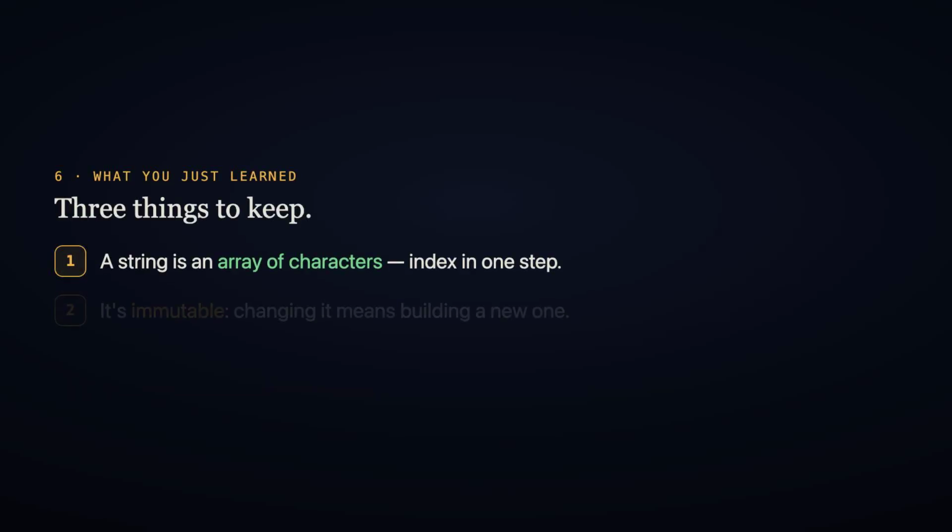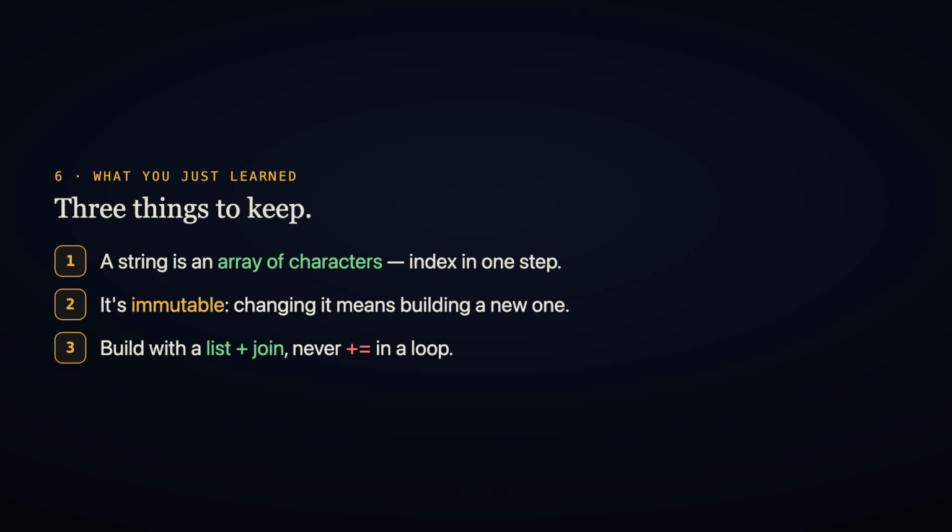Quick recap. 1. A string is just an array of characters. Index into it in 1 step, like any array. 2. It's immutable, so you never edit in place. Changing a string means building a new one. 3. That's why plus equals in a loop is a trap. It recopies everything and costs n squared. Collect the pieces and join once for O of n. Understand it, don't memorize it.